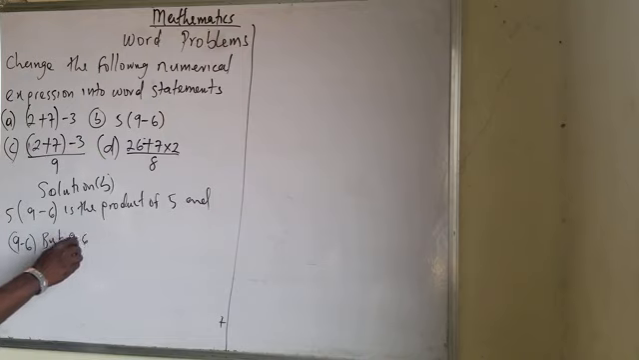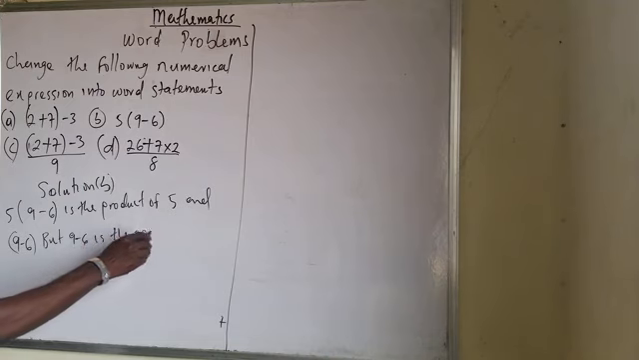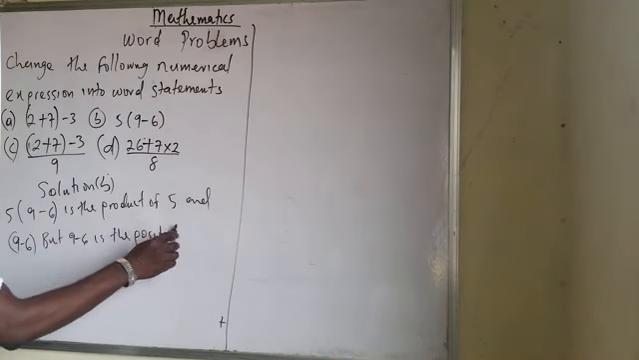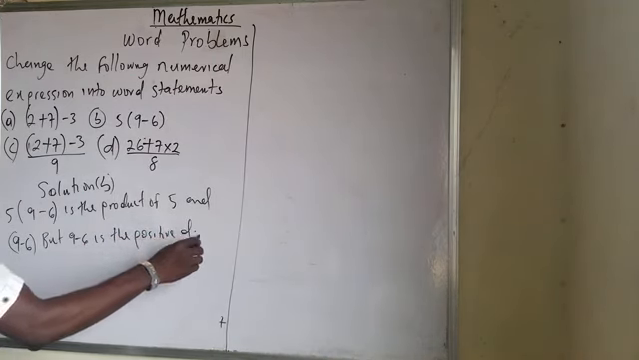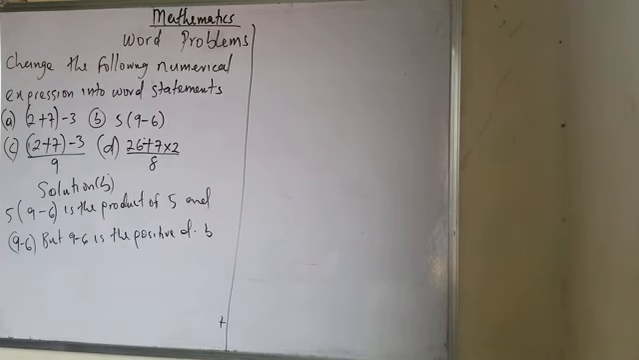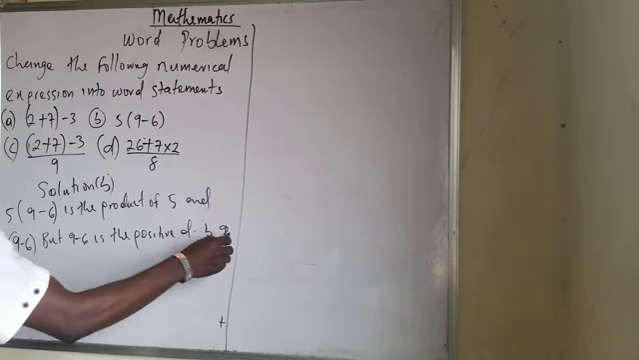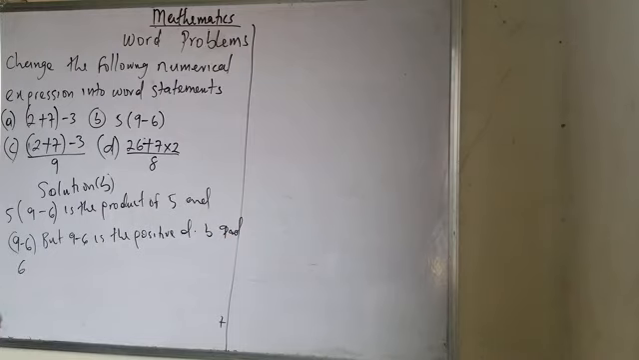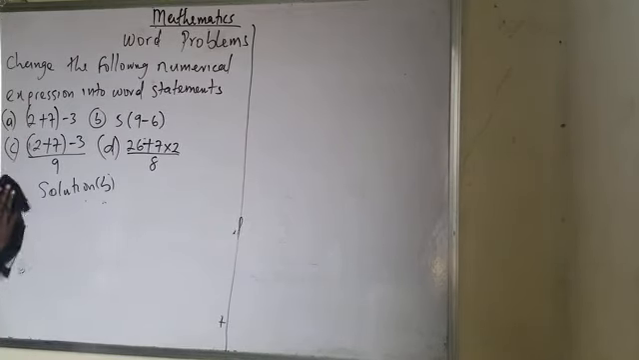9 minus 6 is the positive difference between 9 and 6, which is just it. It means the product of 5 with the positive difference of 9 and 6. That is the solution to that one. I'm trying just to understand this part very well.